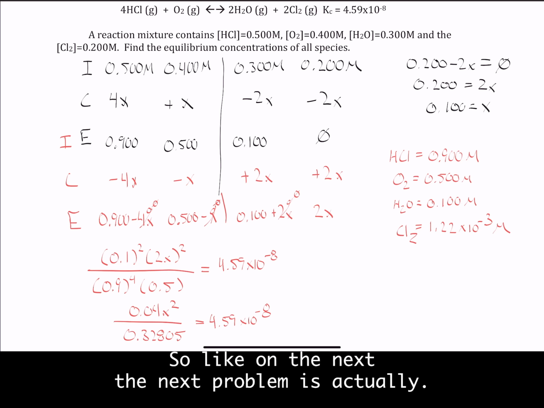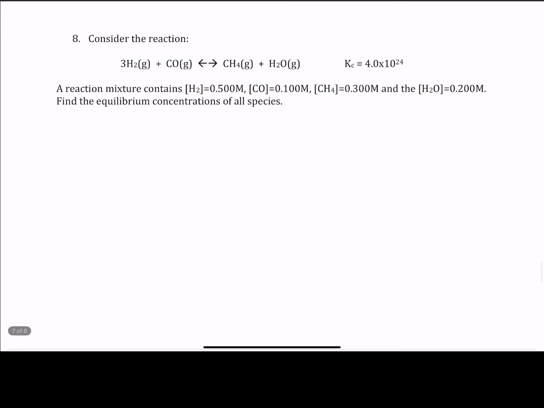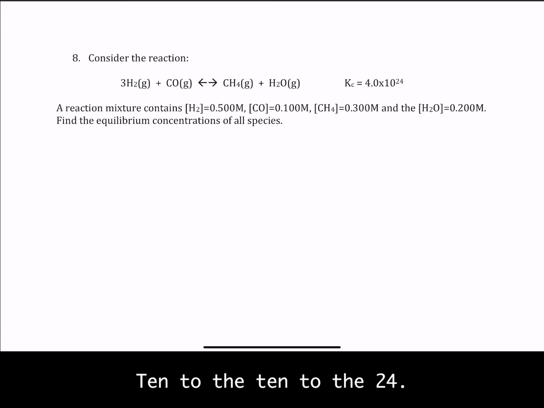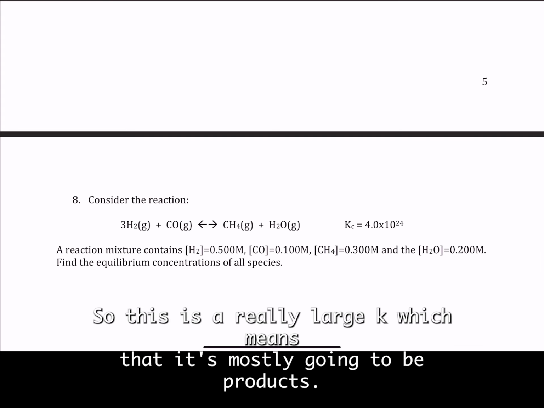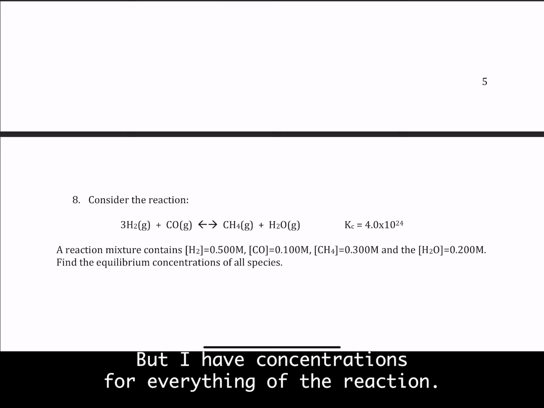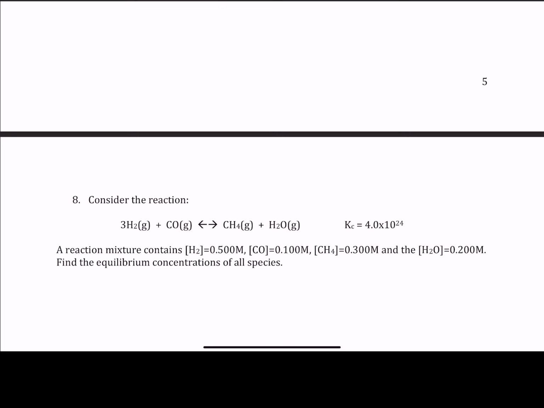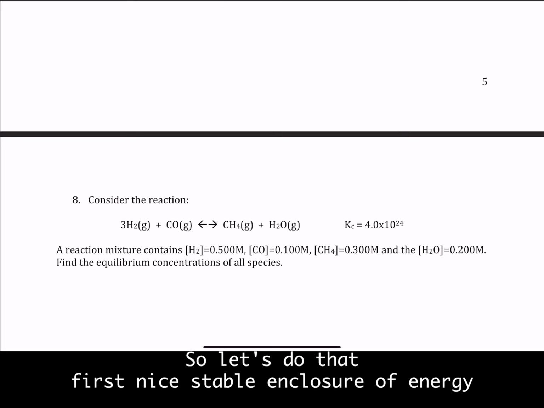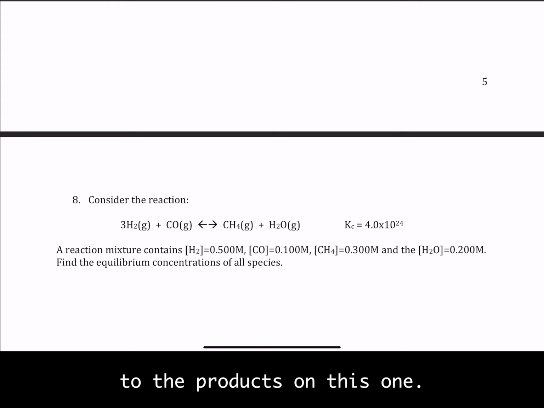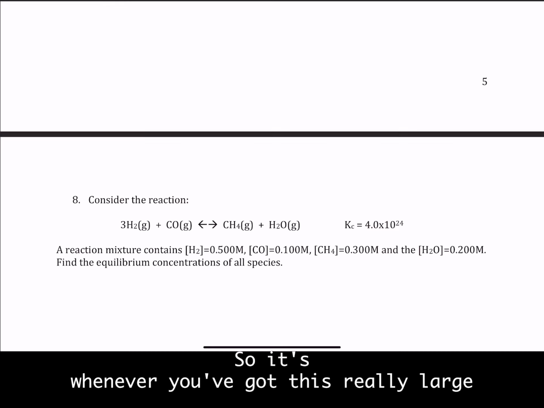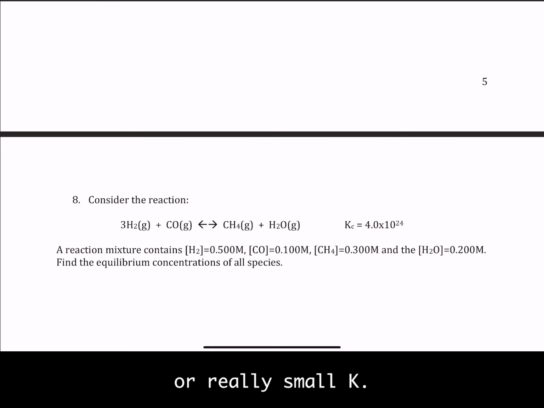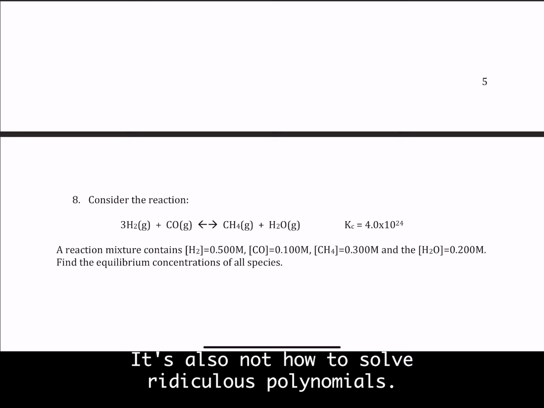So the next problem is actually 10 to the 24. I should just put it down here so I can reach it easier. This is a really large K, which means that it's mostly going to be products, but I have concentrations for everything in the reaction. So I would do that first ICE table and push everything to the products on this one, and then calculate how much it comes back. So it's whenever you've got a really large or really small K. It lets us do the approximation and not have to solve ridiculous polynomials.